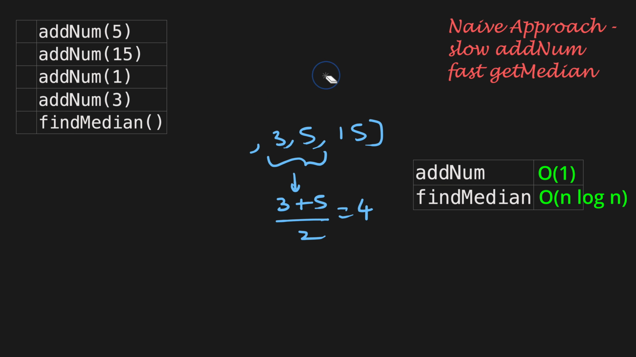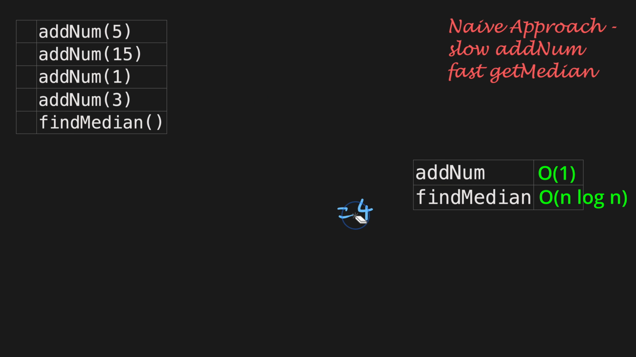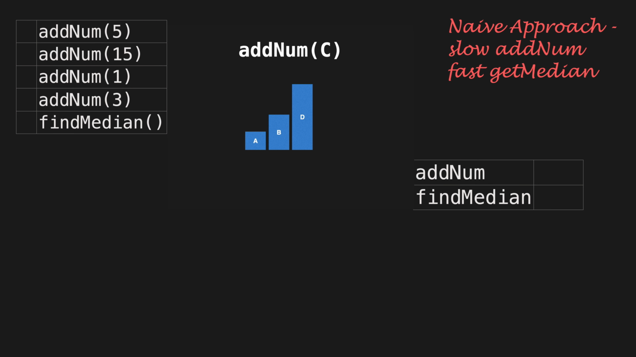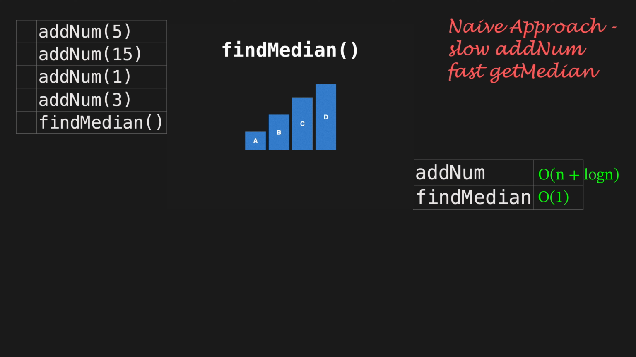Another naive approach is to make the addNum method a bit expensive. We can insert elements into the list while keeping it sorted. So, when the addNum method is called, we find the insertion point in the sorted list using binary search, which takes O(log n) time. Then shifting elements in the array takes O(n) time. This makes the time complexity of addNum method O(n + log n). However, findMedian is now O(1), as it simply retrieves the middle elements based on parity.